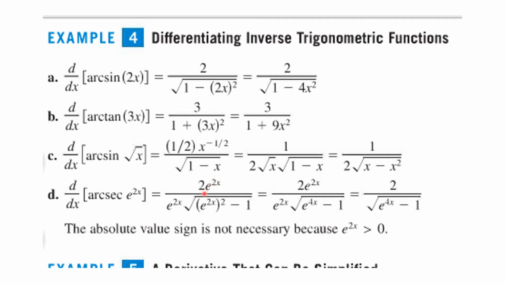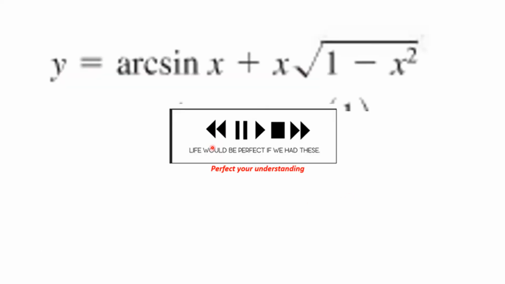Notice that the e to the 2x is in the top and the bottom, so they will cancel. And the absolute value is not required because e to the 2x is always positive. So this is a fully simplified answer. Here's another problem for you to do, and so you know what to do. Let's see how you did.